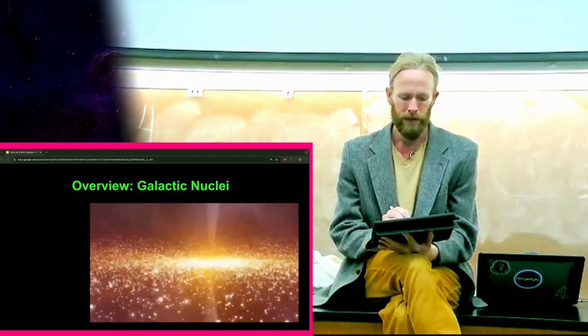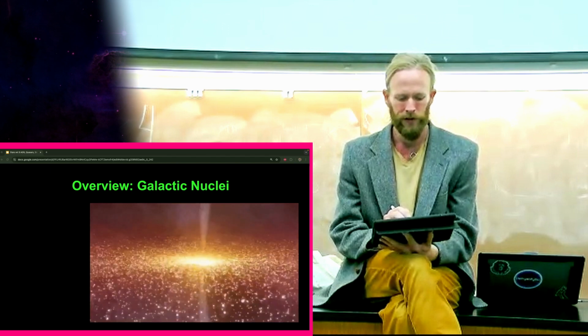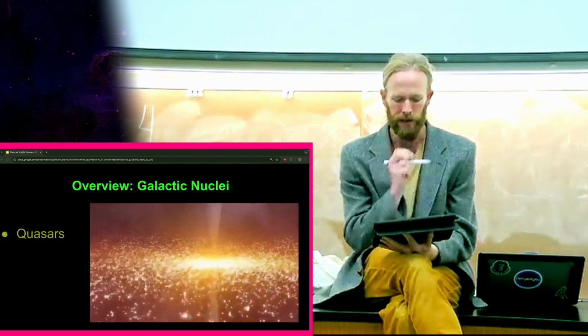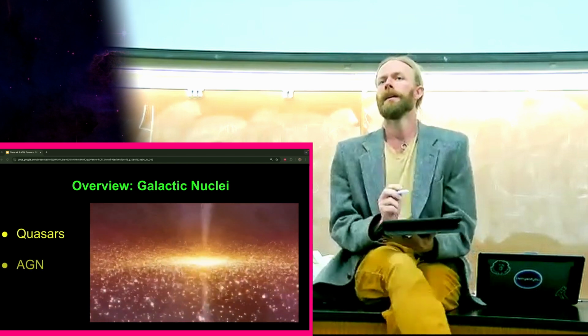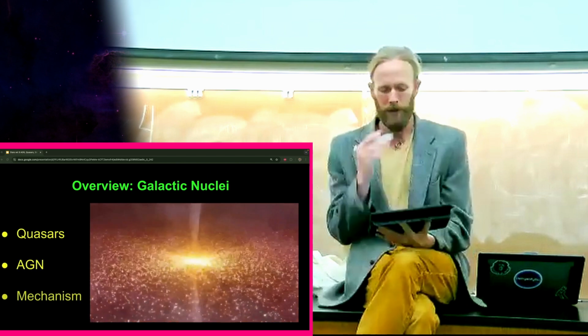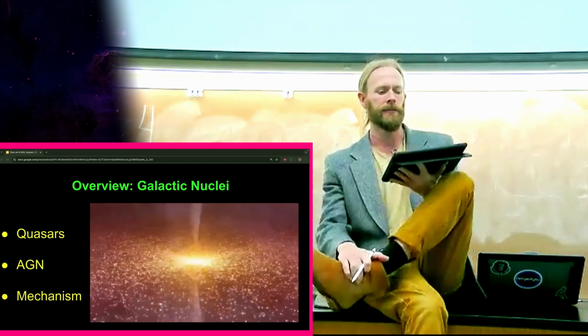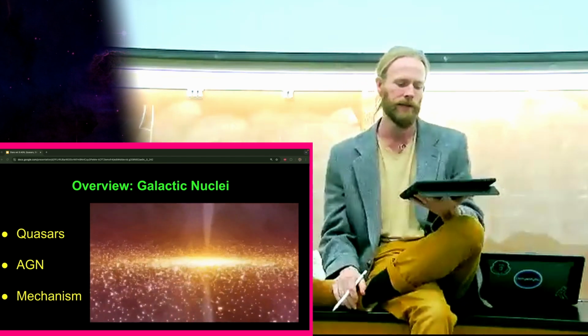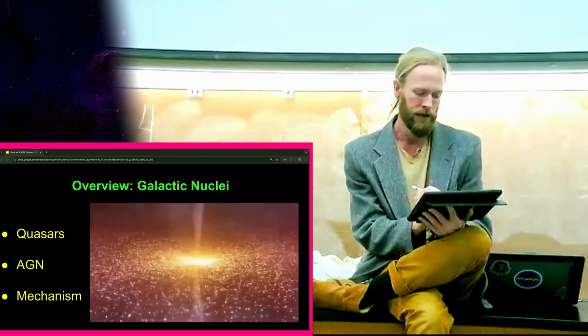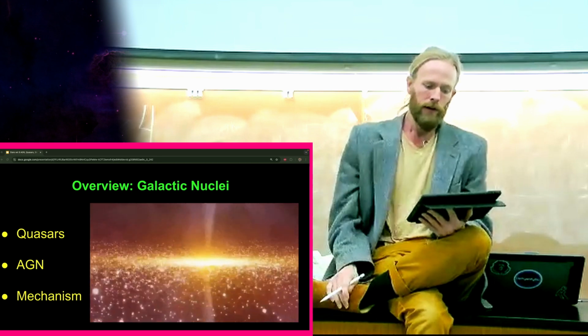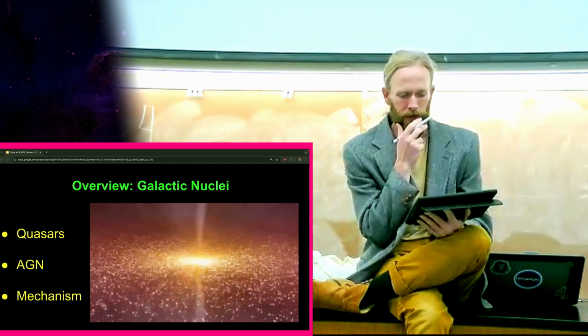So I'm talking about quasars, talking generally about AGN, active galactic nuclei, and then we'll play with the mechanisms. And then I'm going to try to squeeze in two classes' worth of stuff since we're behind, and I want to have plenty of time for the CMB on Tuesday, and really to put a bow on the Big Bang at the end.